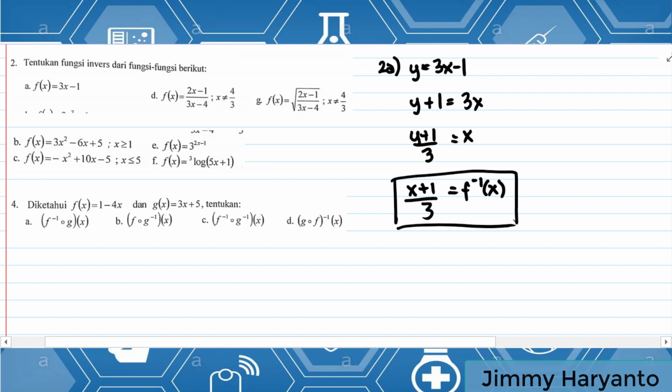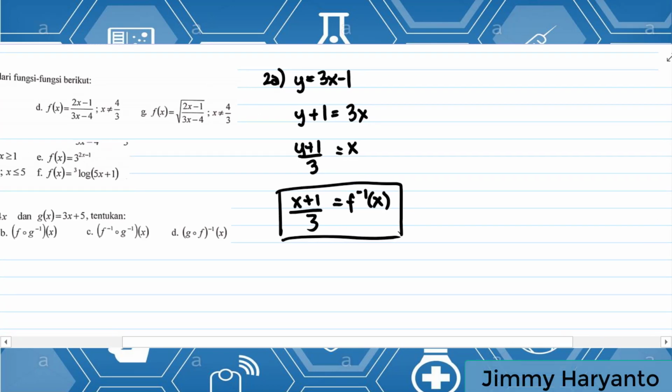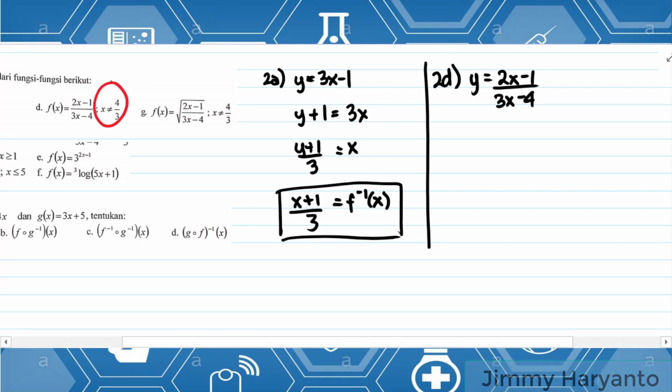That is for 2a. And then for 2d, we will have y equals to 2x minus 1 over 3x minus 4. What is this? x cannot be 4 over 3. That is the natural domain of the function. Because x cannot be 4 over 3, the question gives us the condition, so the question is more valid.